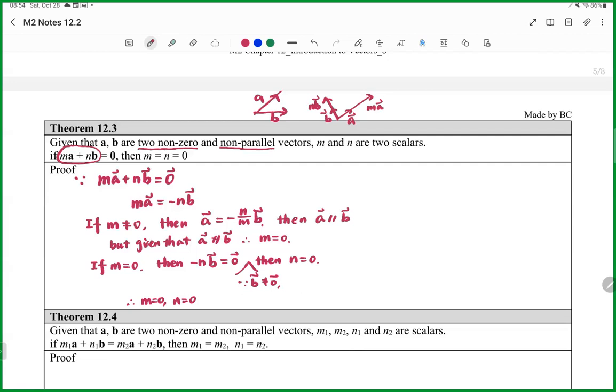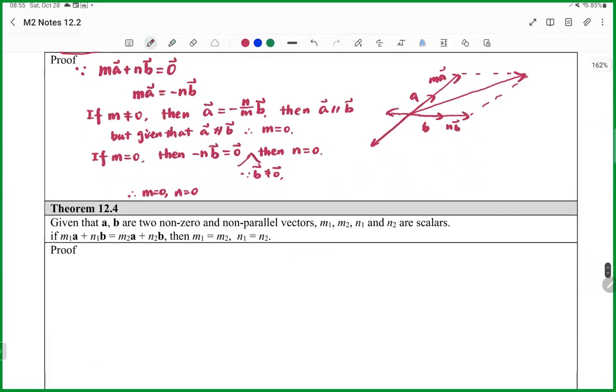So this shows you that for two base vectors, A and B, if you extend them either this way or this way, no matter how you do it, suppose this is MA, this is NB, their sum should not be a zero vector. If their combination is a zero vector, that means you multiply them by zero. That means M is zero, N is zero, then it's zero.